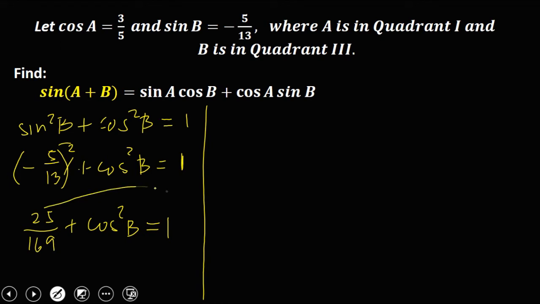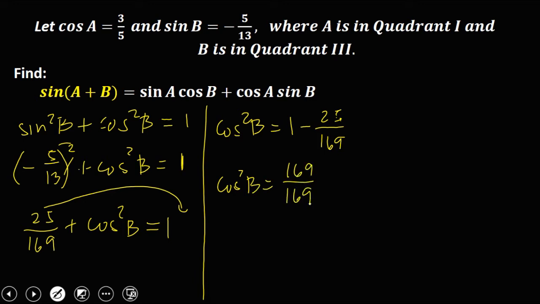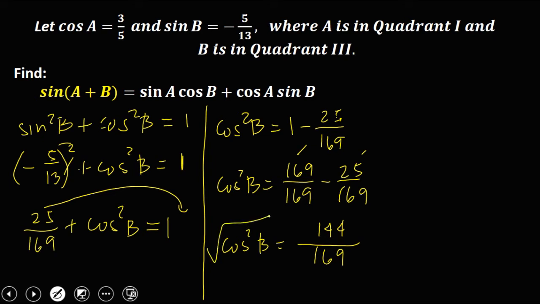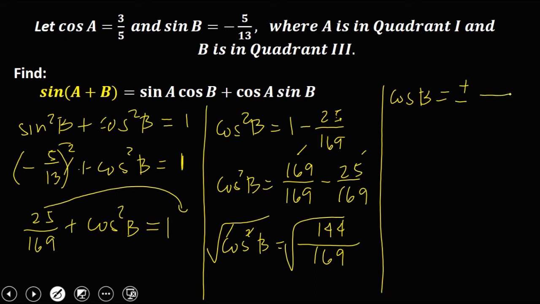Then to solve for cosine B, transpose. So we have cosine squared B equals 1 minus 25 over 169. We can rewrite this 1 as 169 over 169 because the denominator is 169. So cosine squared B is 169 minus 25, that's 144, copying the denominator. Then to solve for cosine B, take the square root. So cosine B is equal to positive and negative square root of 144, that's 12, over square root of 169, that's 13.